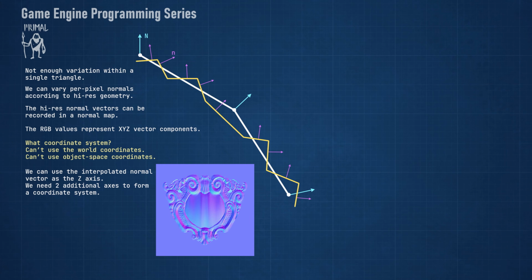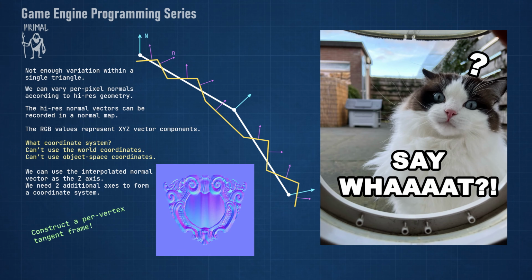Using the UV coordinates, we can construct two perpendicular vectors on the plane of a triangle. Since these are parallel to the triangle, they are called the tangent and bitangent vectors. We can use tangent and bitangent vectors together with the interpolated normal vector to form a tangent frame. Don't worry, I'll try my best to explain.